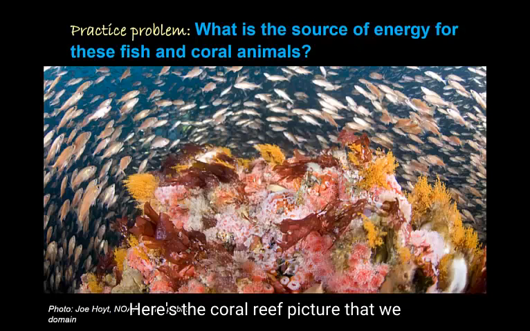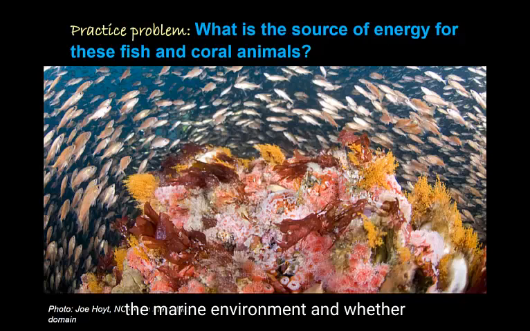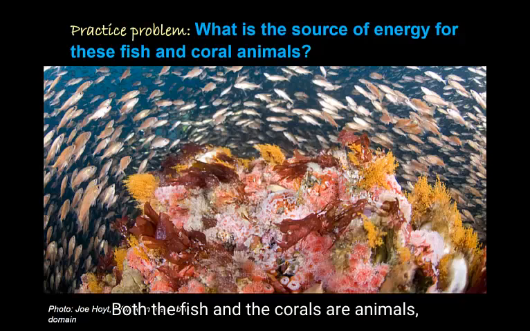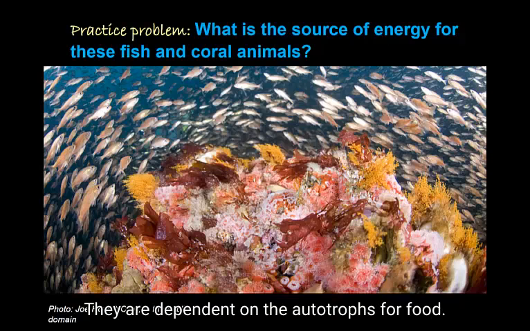Here's a coral reef picture that we discussed at the beginning of the class. Hopefully now we are better able to imagine how these organisms are living in the marine environment, and what their relationships with each other might be. Pause the video if you would like to think about the question. Both the fish and the corals are animals, which means that they are multicelled heterotrophs. They are dependent on the autotrophs for food.